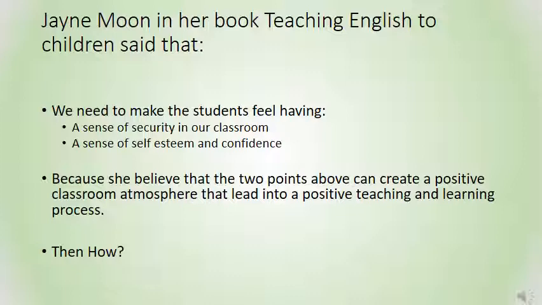Jane Moon, the writer of Teaching English to Children, stated that at least we need to make the students feel a sense of security in our classroom, and also a sense of self-esteem and confidence, to make a positive classroom atmosphere. Because if there is a positive classroom atmosphere, then she believed that a positive teaching and learning process can be done. Why do the students need to be secure?